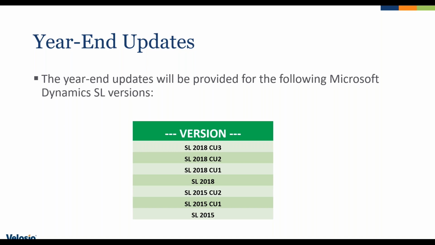The Microsoft updates for year-end for 2019 are going to be covering the following Dynamics SL versions. They will include SL 2018, 2018 CU1, 2018 CU2, and 2018 CU3, as well as SL 2015, 2015 CU1, and 2015 CU2.